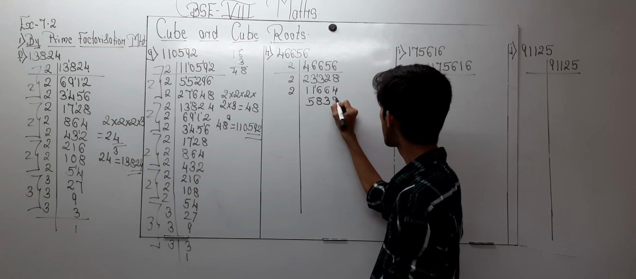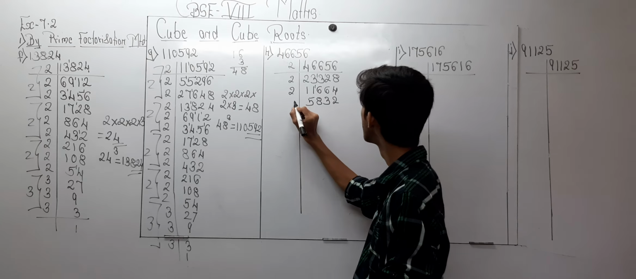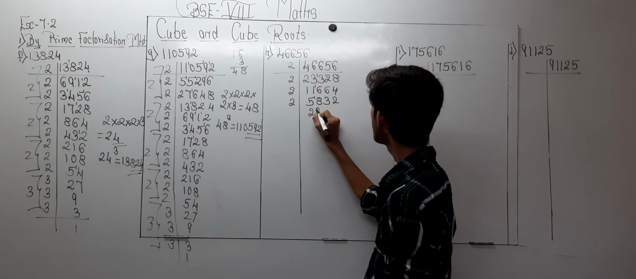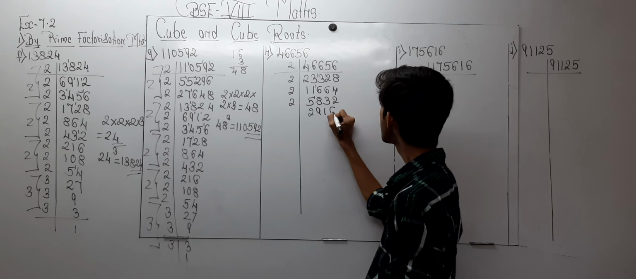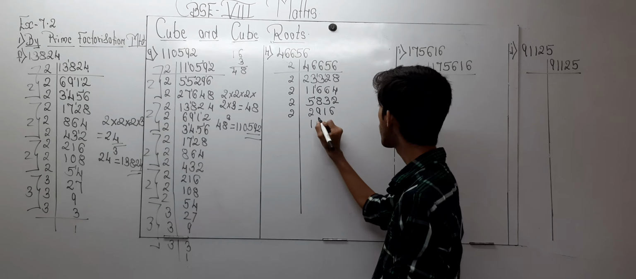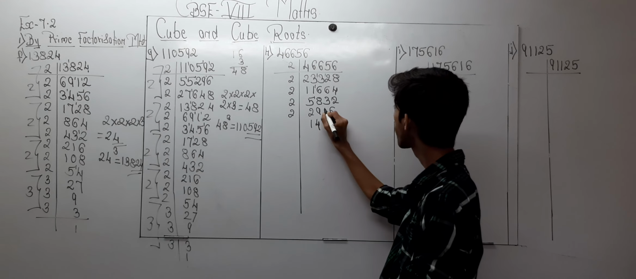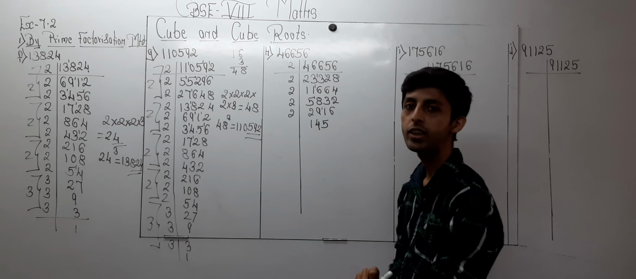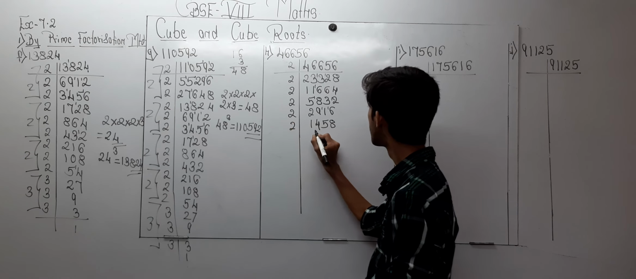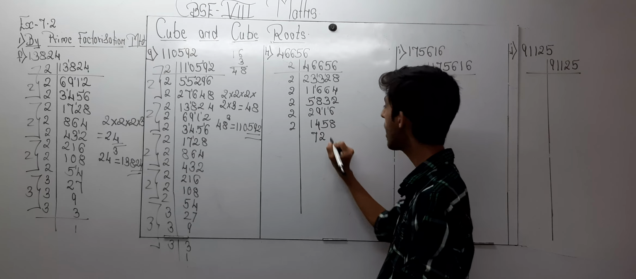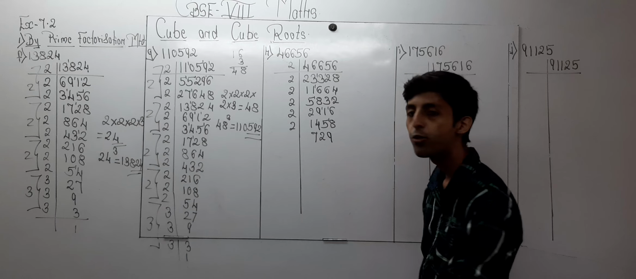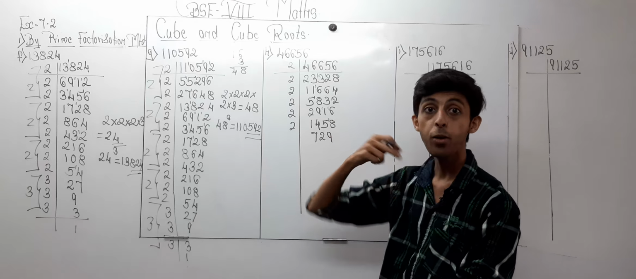2 3s are 6, 2 2s are 4, 2 9s are 18, 2 1s are 2, 2 6s are 12 because 1 is remaining over here. Again 2 1s are 2, 2 4s are 8, 2 5s are 10 and 2 8s are 16. 2 7s are 14, 2 2s are 4, and over here 9. Now 9 is coming in the table of 3.